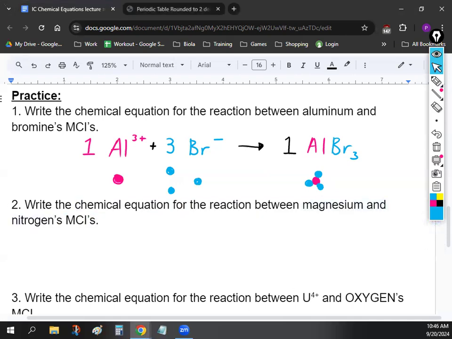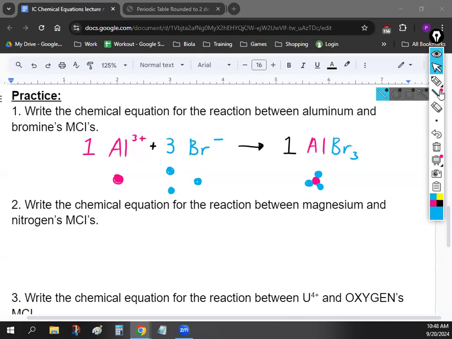And then I'll go over it, and then we'll go on to the last example problem. Okay, so let's take a look at number 2. Hopefully you guys are able to find that magnesium is Mg2+, and that nitrogen is N3-. Everybody got that for the ions? Okay, we are combining these together.